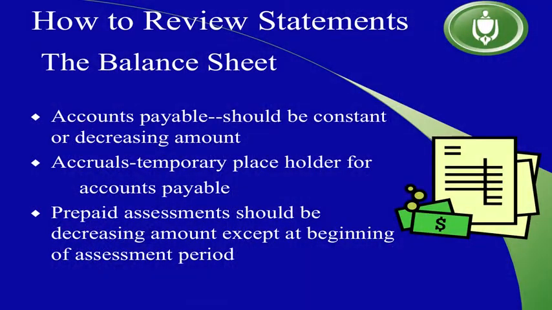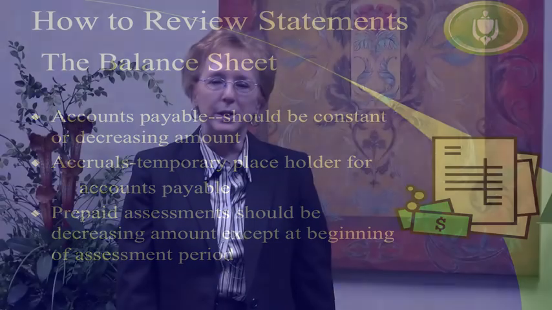Moving to the liability section of the balance sheet, the first item you will see are accounts payable and accrued expenses. These are monies owed to vendors. As a general rule, these will be relatively constant or should be decreasing. If you see these increasing significantly, you need to ask why. It could be an indication that the association does not have funds to pay their vendors.